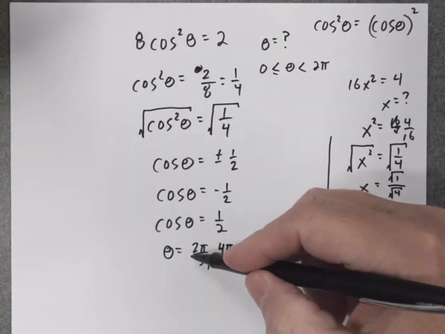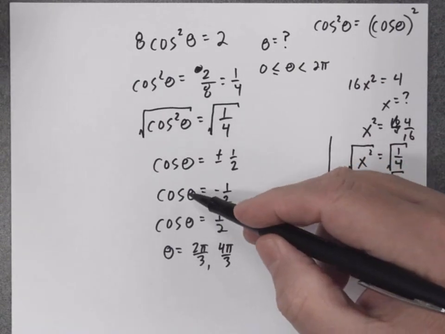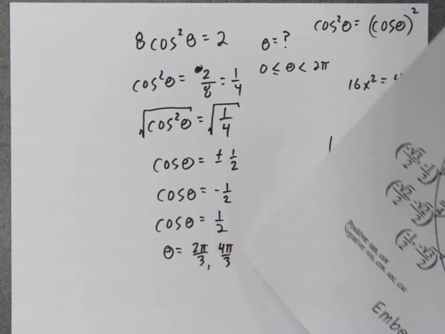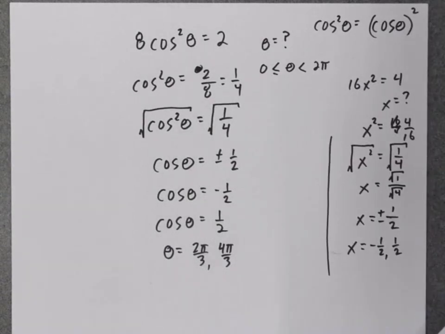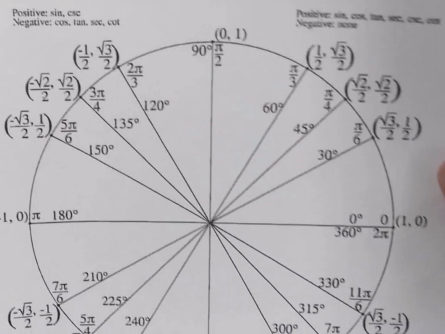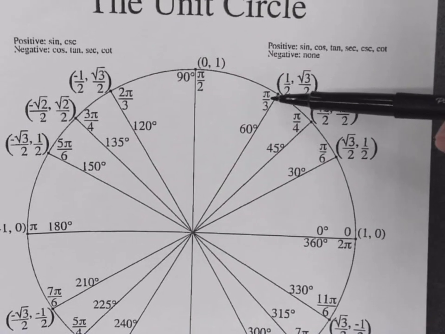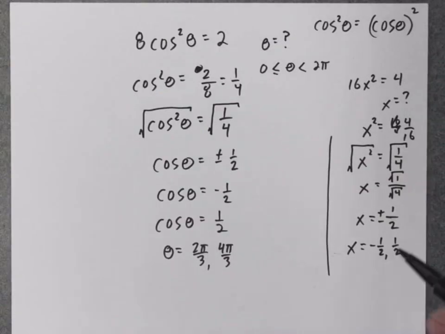So there are actually two solutions for the cosine of theta equals 1/2. But now I have to look at the second equation. And the second equation is cosine of theta equals 1/2, positive 1/2. So for that, I look at the unit circle. I notice here cosine of pi over 3 is 1/2.